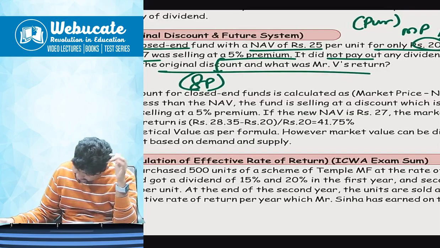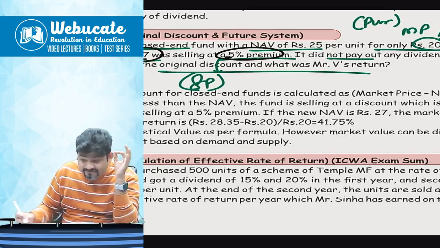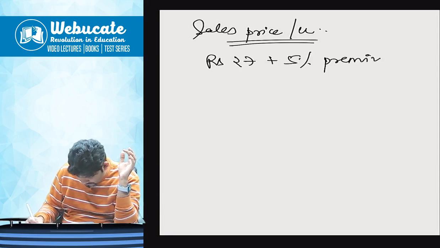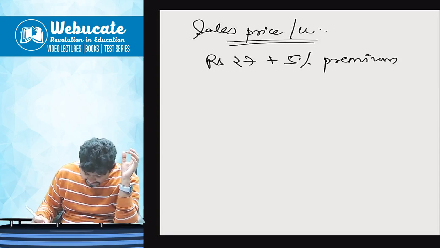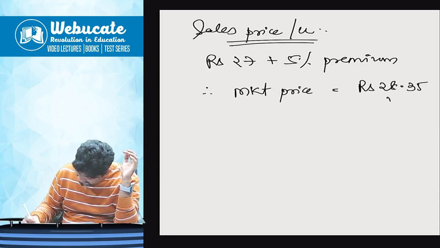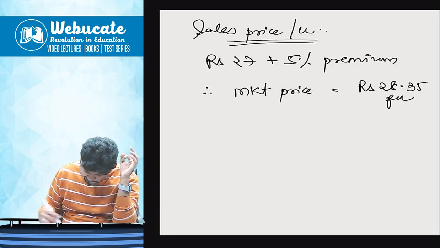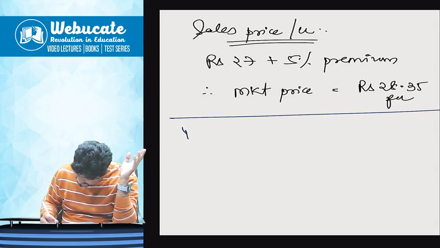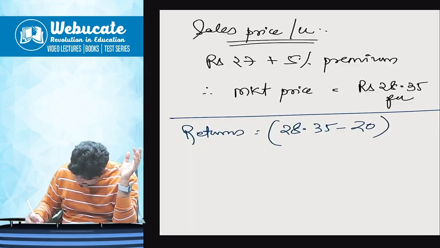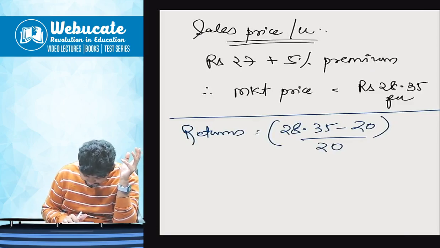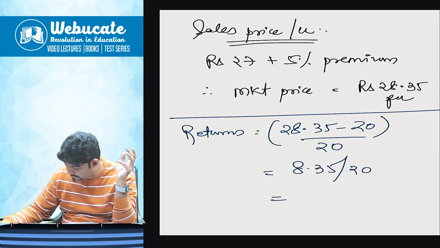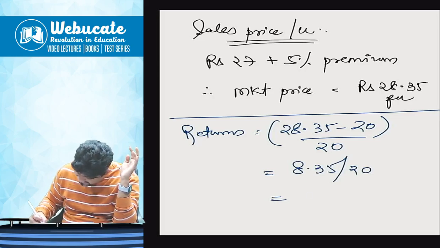Then now we will use the selling price, sale price per unit. What is the sale price? Was 27 and selling at 5% premium. So rupees 27 plus 5% premium is 28.35. Now calculate the returns. 28.35 minus 20 upon original investment 20. So 8.35 divided by 20 equal to 41.75%.